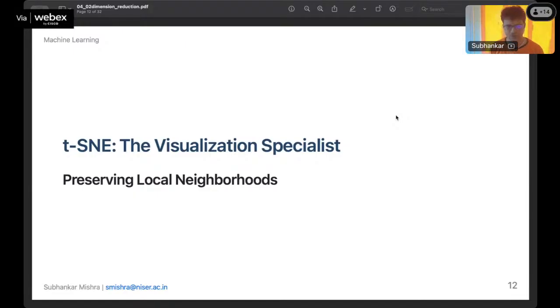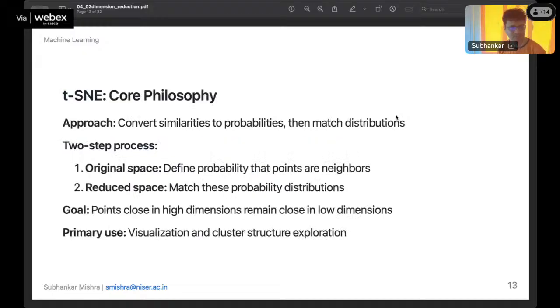Now we have t-SNE. t-SNE is super useful for visualization. It's a very nice tool, and I will show you some outputs as well. The goal, as I told you, is that it tries to preserve the local neighborhoods. If a point and its neighbor are very similar, we basically convert similarities to probabilities and then match distributions.